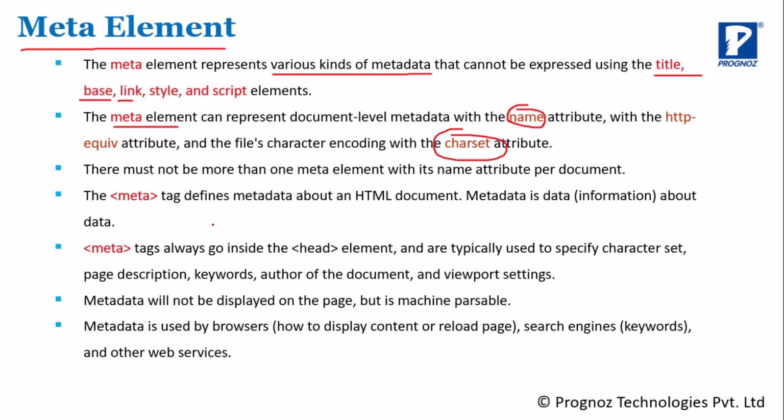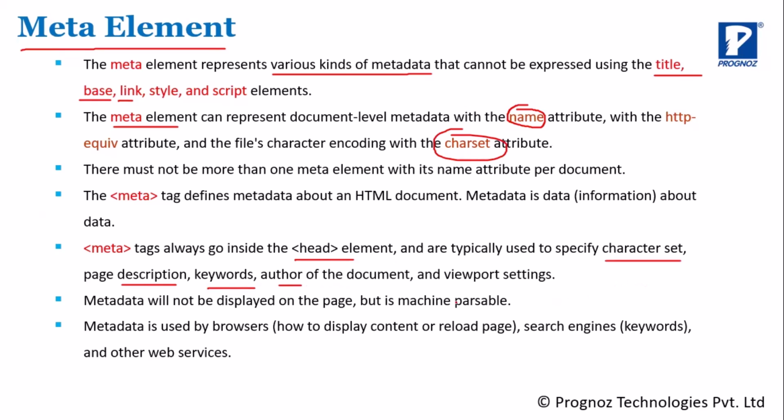Head element should be one. Body element should be one. So you have to just remember it. There are some elements we can write only one time. And the meta tag always goes inside the head element. Always we have to write it within the head element. In the meta tag we can define the character set, description, keywords, author. Like this we can use different types of values with a particular attribute. These are the values: description, keywords, author.